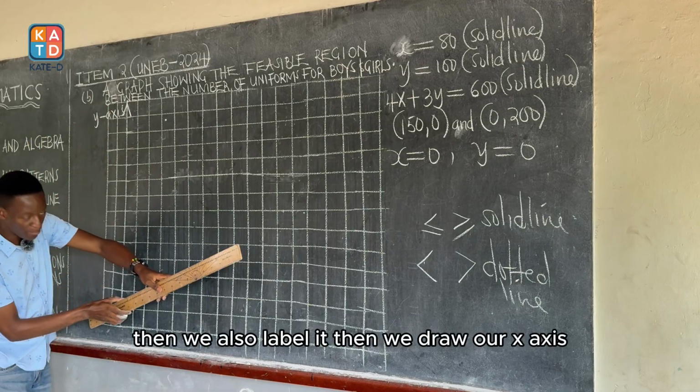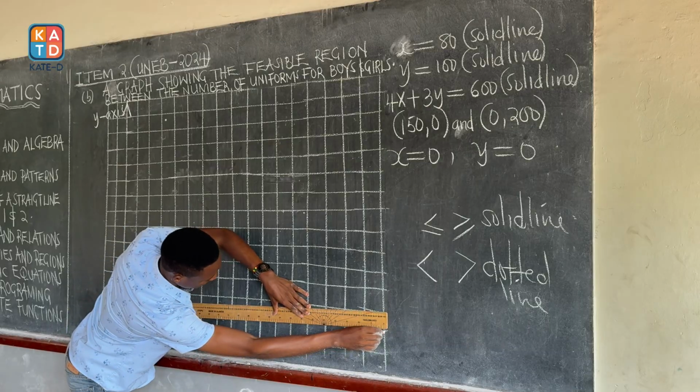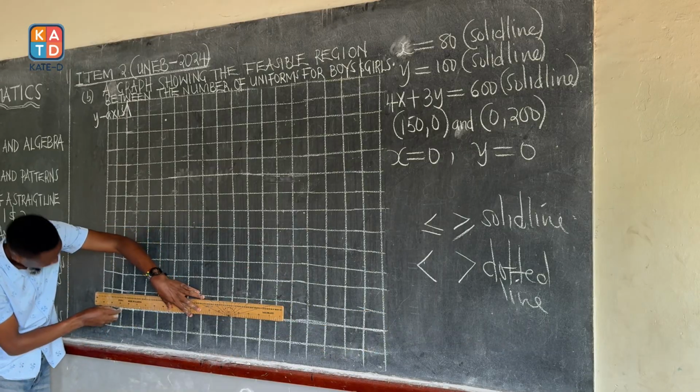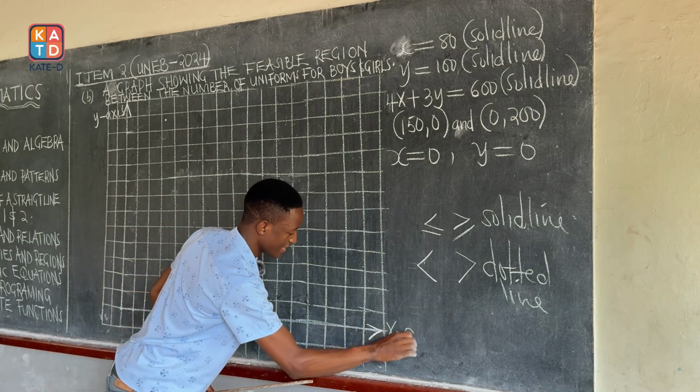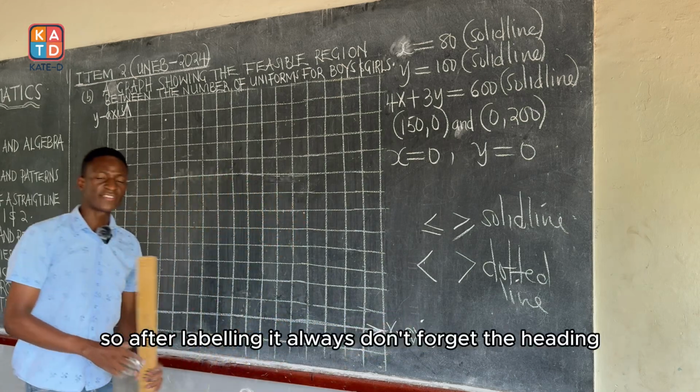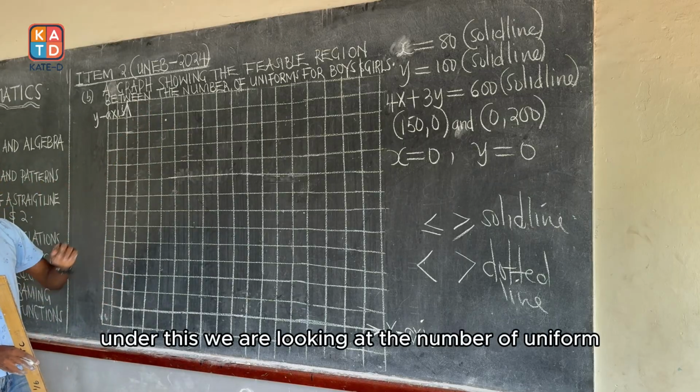Then we also label it. Then we draw our x-axis. So this is our x-axis. We also label it. So after labeling it, always don't forget the heading. Under this, we are looking at the number of uniforms.